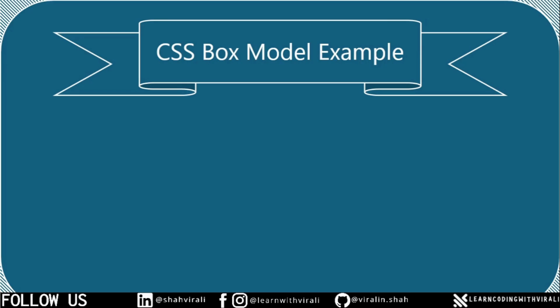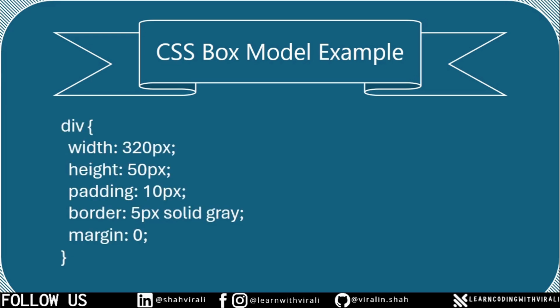Now let us take a small example of the CSS box model, understanding how we should write the code for a particular container element. Let's say for instance we are writing the CSS code for the div element, wherein we are defining width as 320 pixels, height as 50 pixels, padding as 10 pixels, border as 5 pixels solid gray, and then margin as 0.